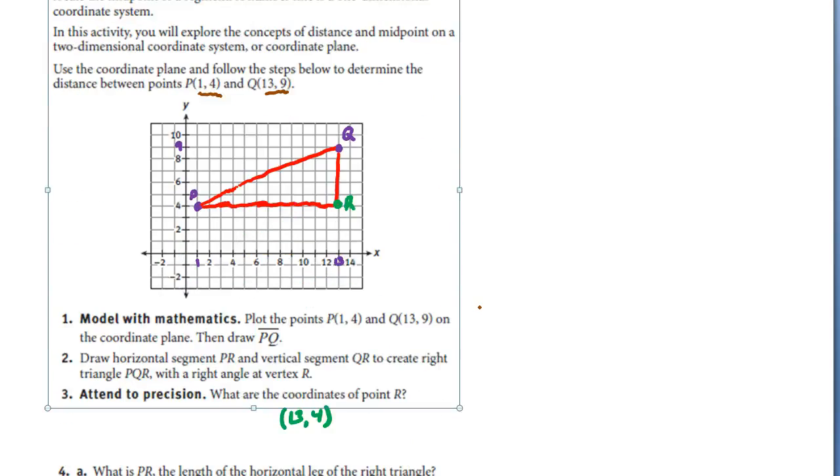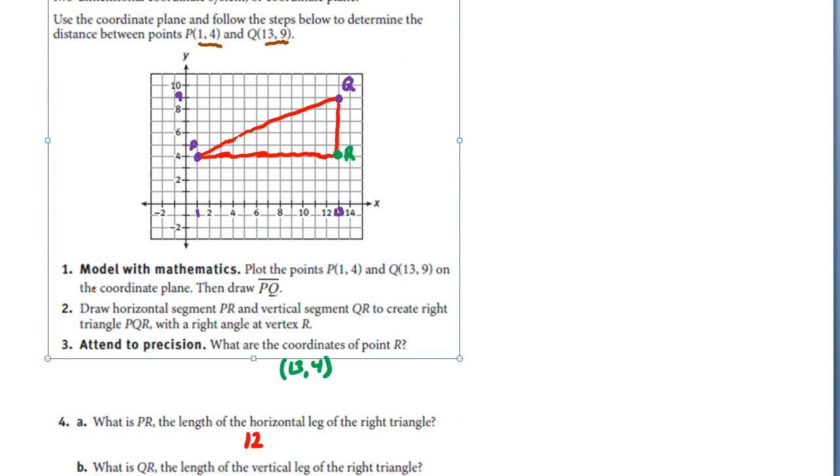So here's a drawing of that, and underneath the drawing, here are the steps that I followed to create the drawing. First, plot the points P at 1, 4. So at the origin, I went right 1, up 4. This purple dot is P. And then I graphed point Q at 13, 9. So from the origin, I went to 13 on the x-axis, and then up to 9 on the y-axis, and that purple dot is Q. Then draw a segment PQ, which you see the red diagonal segment.